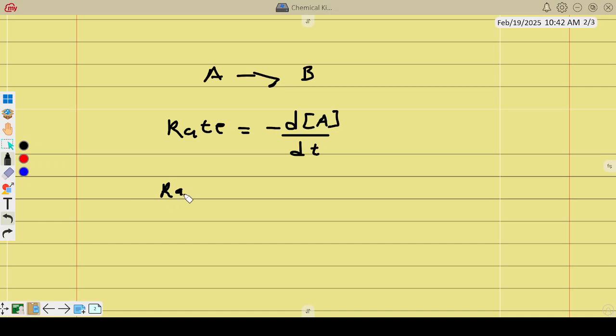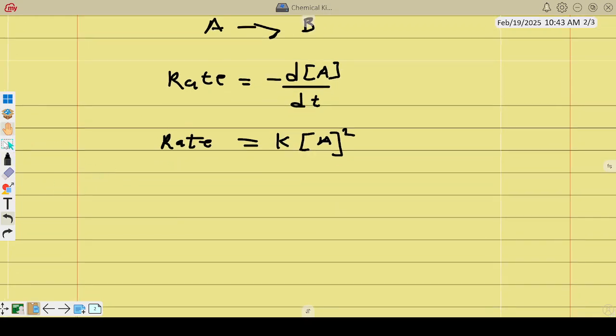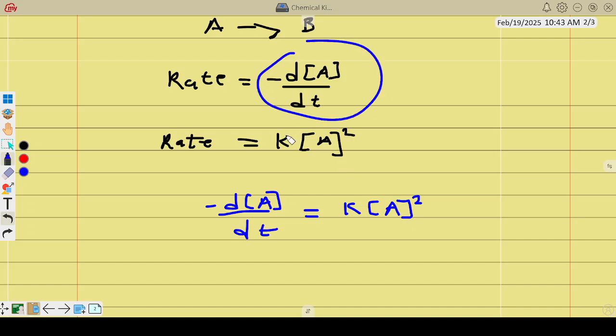that doesn't care much about time. It will just be k[A]^2, because it's a second order reaction. So we equate the two. We say negative dA over dt is equal to k[A]^2. So we've equated this one to its friend.